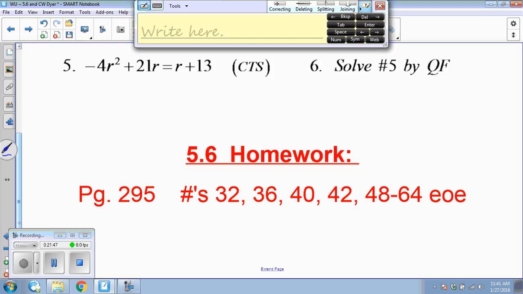So your homework, you should have already written it down, but your homework is down here. Page 295, it's not very many problems. 32, 36, 40, 42, and then 48 through 64, every other even.